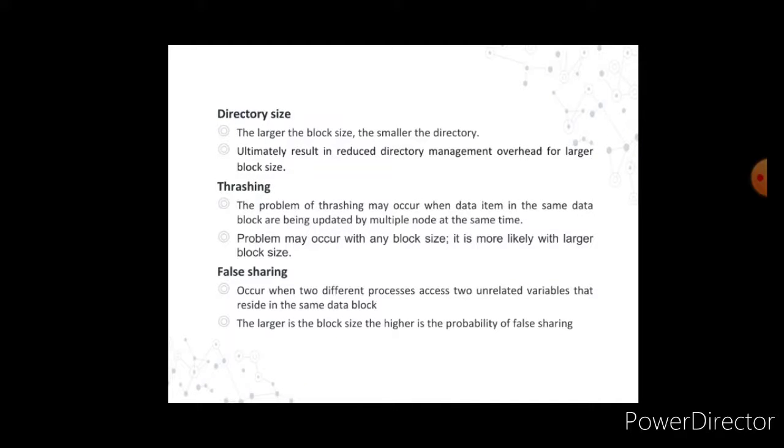Directory size. Ultimately, this results in reducing directory management overhead for larger block size. Thrashing.